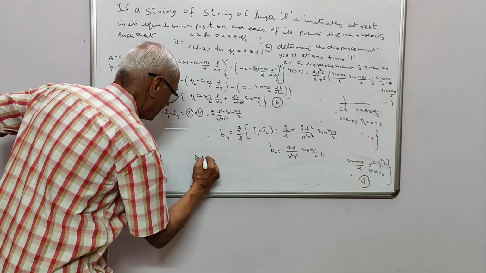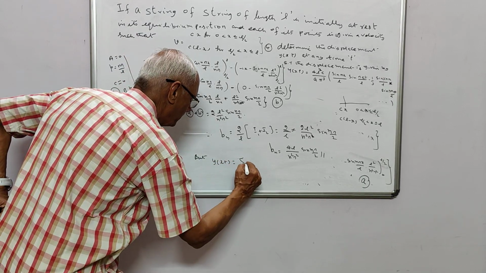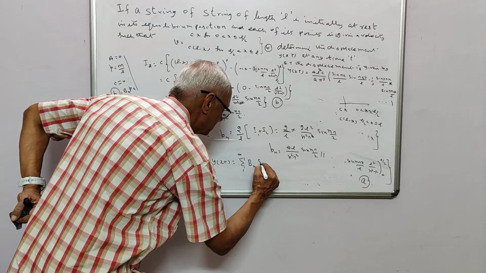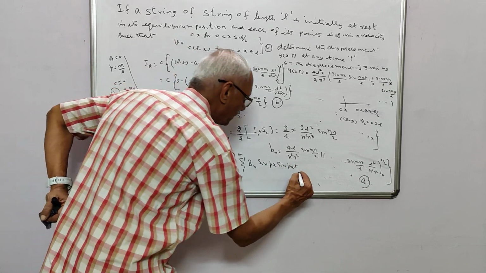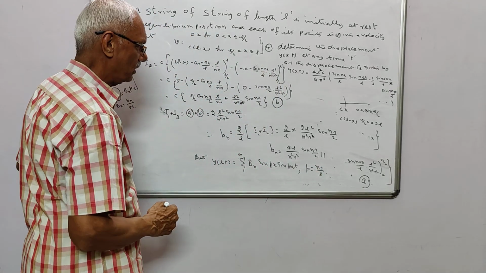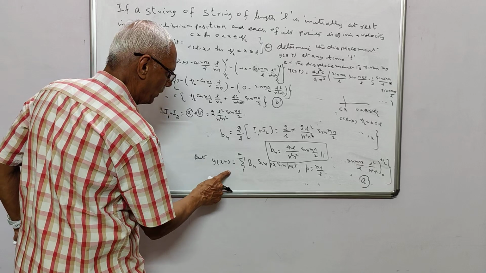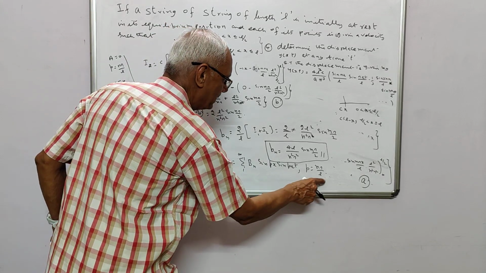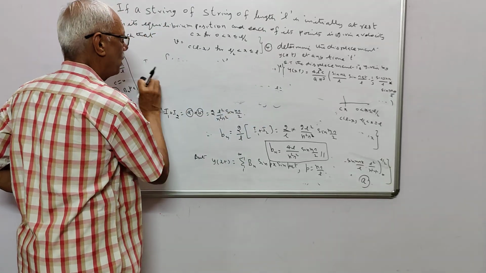But what is your y of x,t? y of x,t has been found to be the sum from 1 to infinity of Bn into sine px into sine pat, where this p is equal to n pi by L. So this is what we have. So I am able to get this Bn, but we know that y of x,t has been proved to be the sum from 1 to infinity of Bn sine px sine pat, where p is equal to n pi by L.